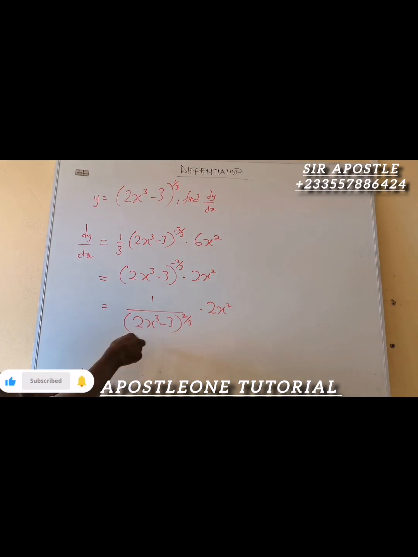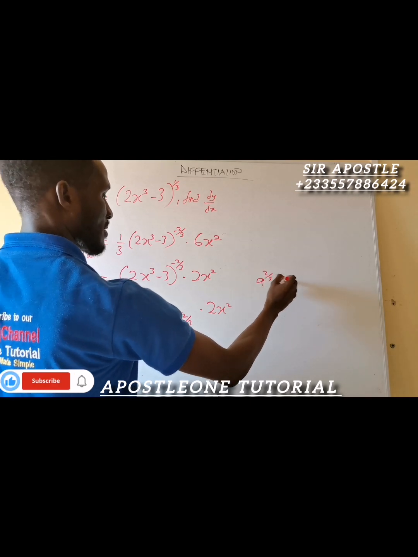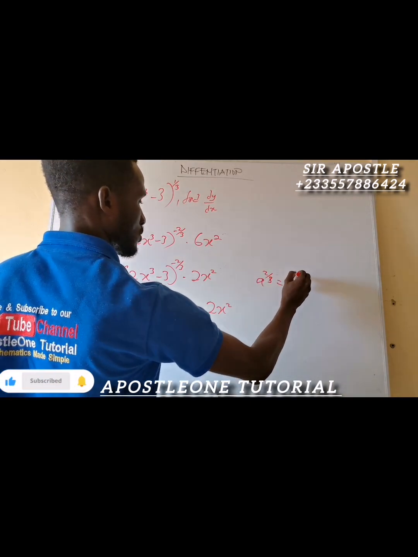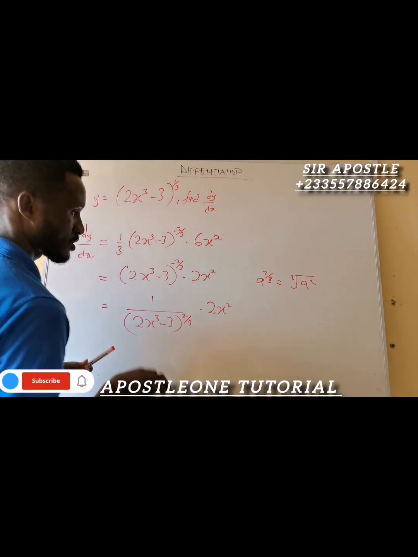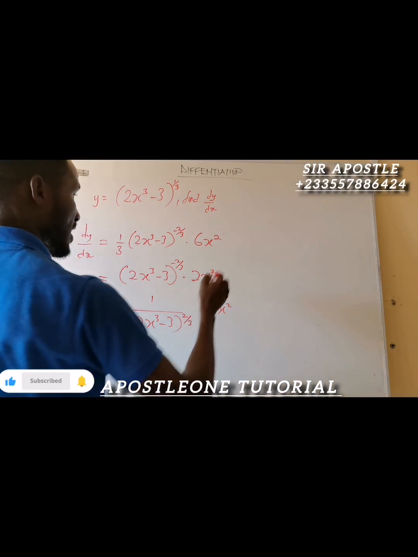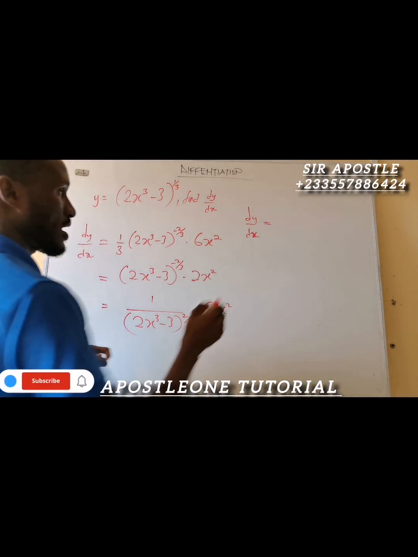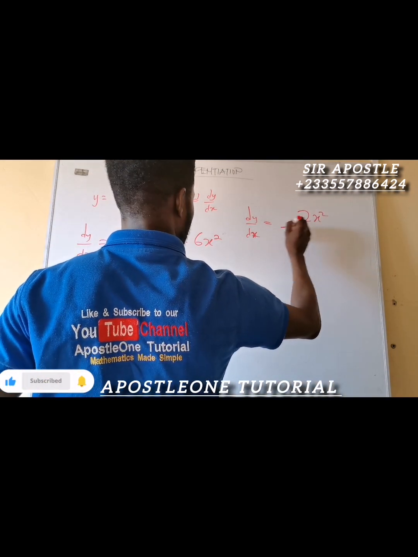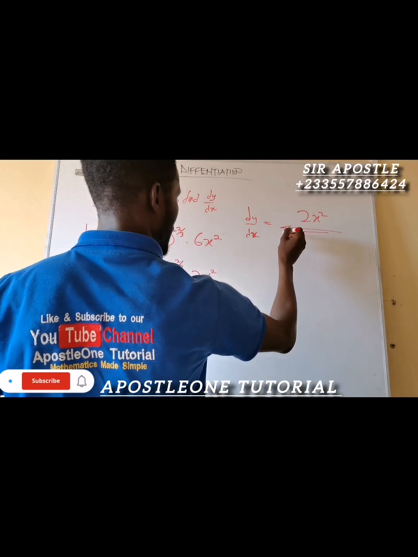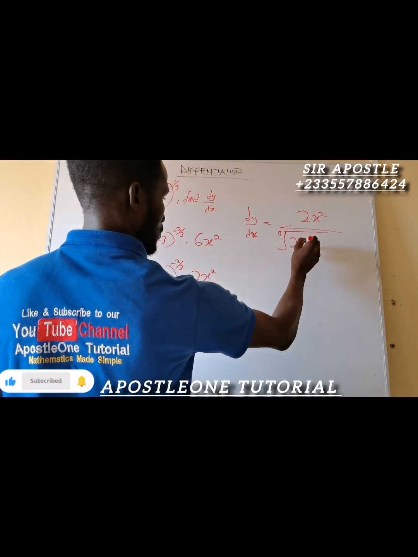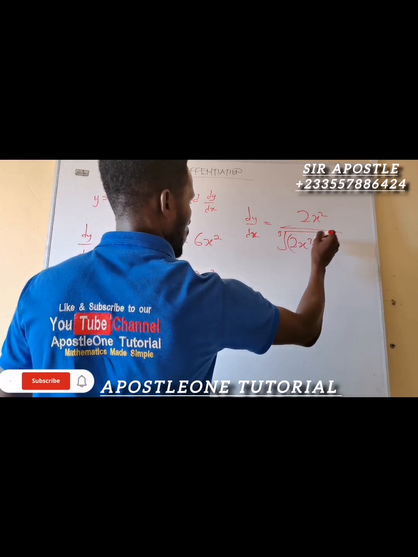Now you see this one can be written in so many ways. If you have a exponent 2 out of 3, it's the same as cubic root of a squared. It's the same thing. So it depends on how you want to write it. So if I want to conclude, I can say that dy over dx is equal to 2x squared divided by this one. Let me write in the form of cubic root. This is cubic root of 2x exponent 3 minus 3 all squared.